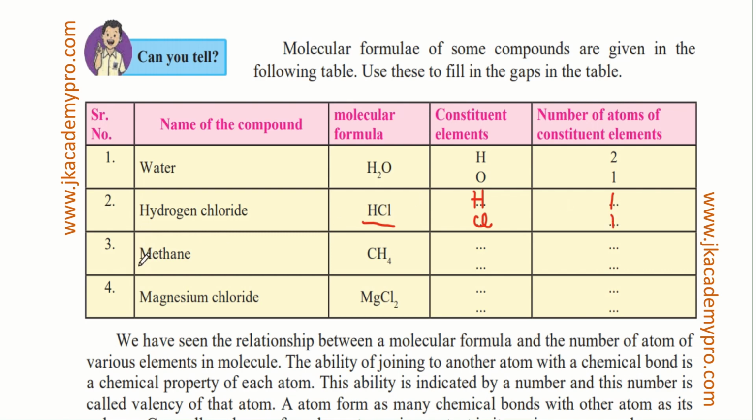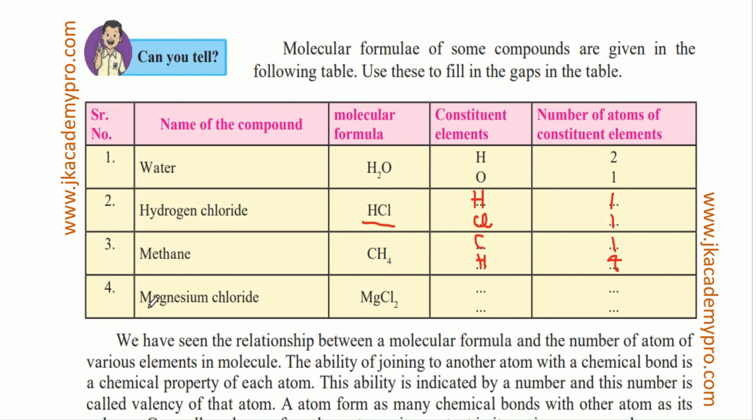The next example is methane. Methane has a molecular formula of CH4. That is 1 atom of carbon combined with 4 atoms of hydrogen. So here the constituent elements are carbon and hydrogen, where carbon is denoted by the letter C and as we seen earlier also, hydrogen is denoted by the symbol H. Now C does not have any number following it, therefore it is just 1 atom of carbon. But there are 4 atoms of hydrogen because there is a number 4 over here. So we will write 4 atoms of hydrogen.